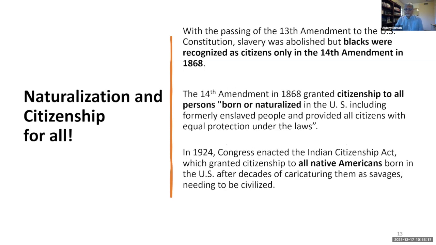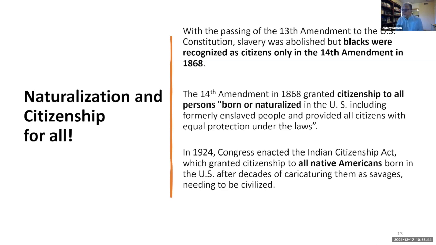So with the passing of the 13th Amendment, though, it took a while from 1790 to 1868, Blacks or African Americans were recognized as citizens. So it took that long for African Americans to get citizenship. And the 14th Amendment granted citizenship to all persons born or naturalized in the United States, including formerly enslaved people, and provided all citizens with equal protection under the laws.